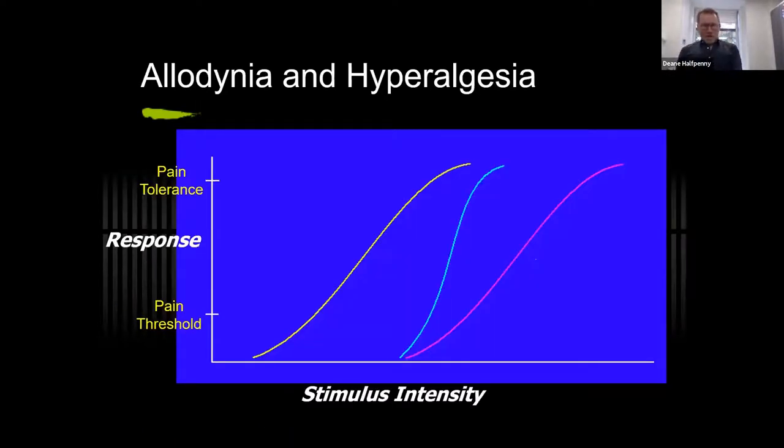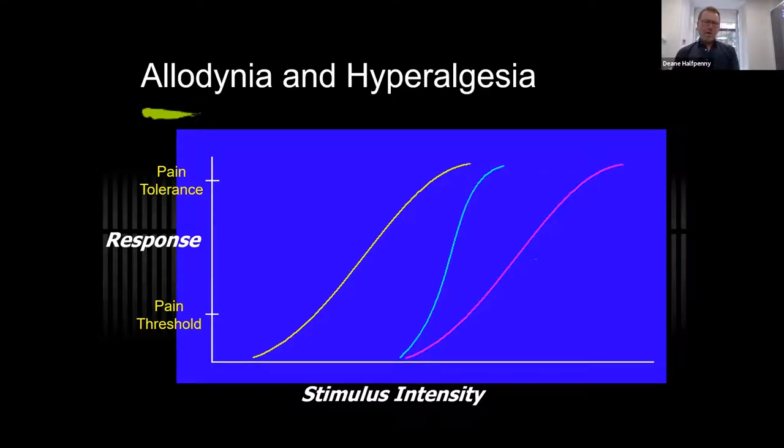This graph here just highlights what I've said. We've got three curves. The initial curve, the one on the far right, the red curve, is normal. So you can see at a certain stimulus, your pain threshold will be reached after a certain stimulus intensity. And it has a fairly shallow curve and it's fairly predictable. Now, the shift to the left, the one in the middle, depicts hyperalgesia. In other words, a painful stimulus is perceived as being significantly more pain despite the stimulus not being exaggerated. So the initial shift to the left is for hyperalgesia.